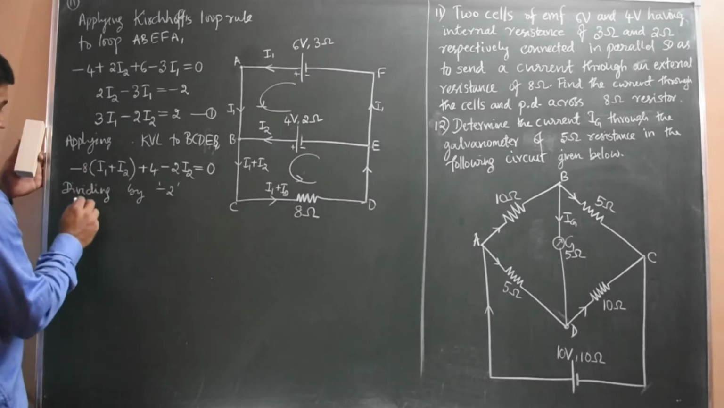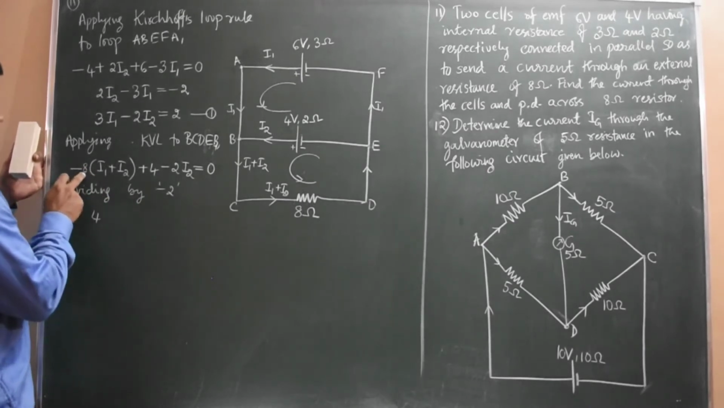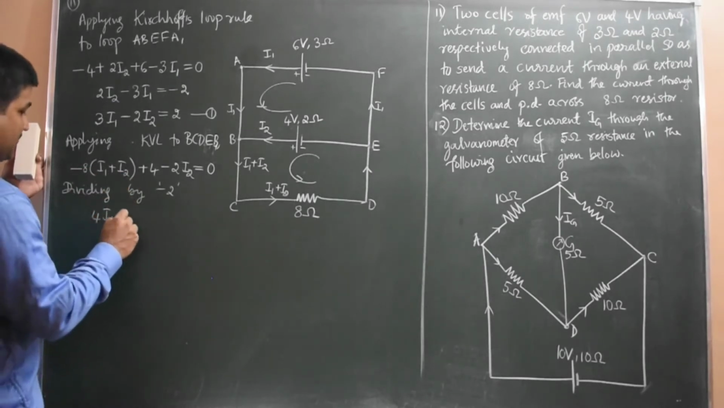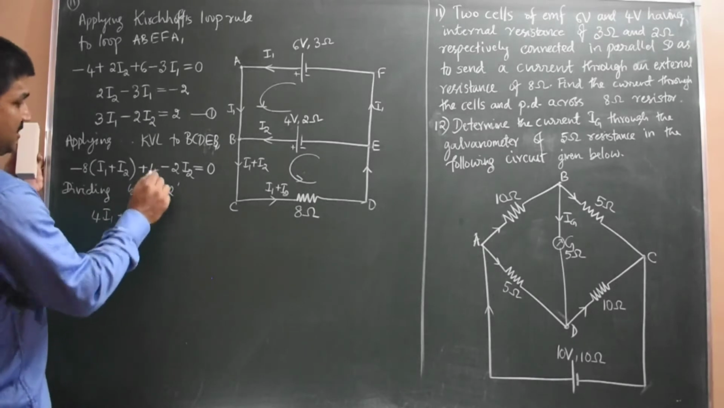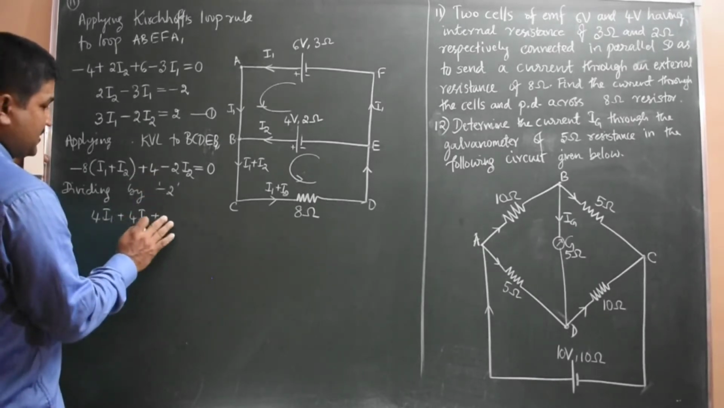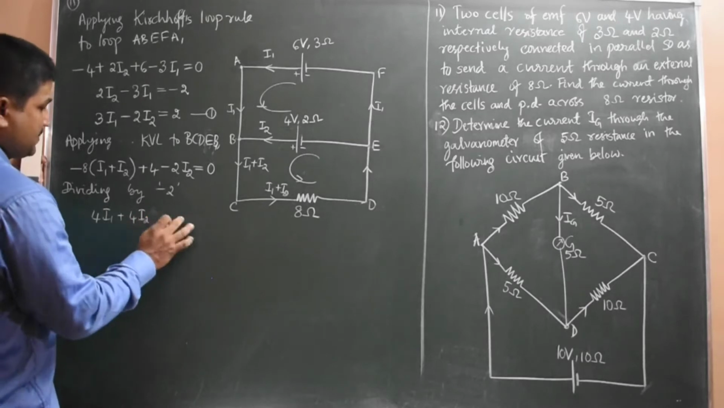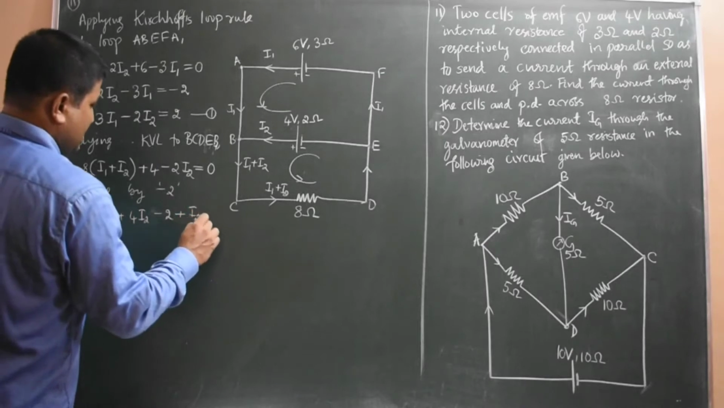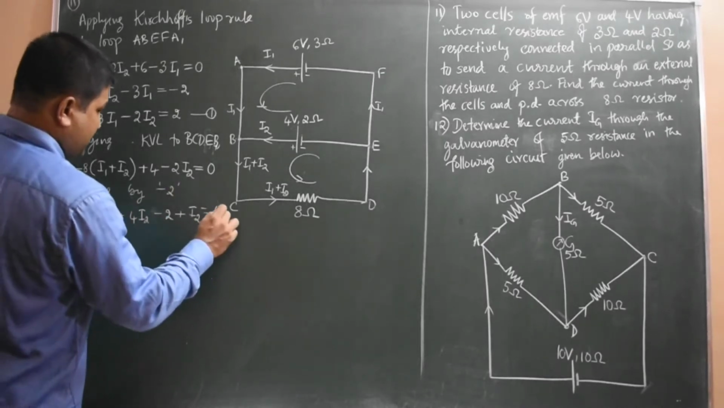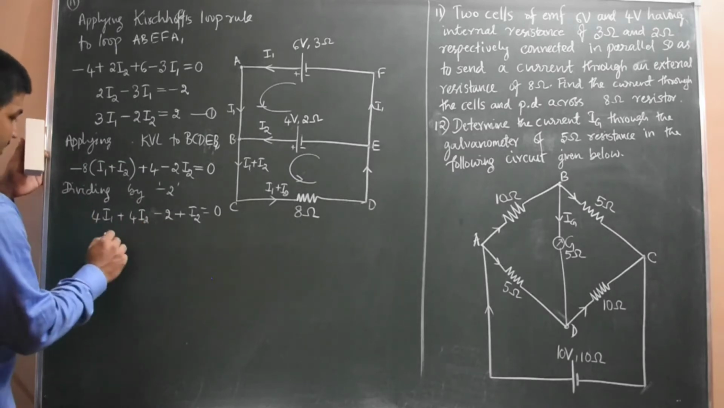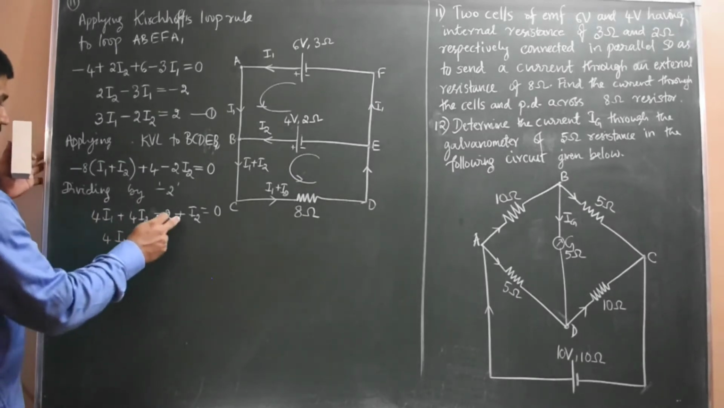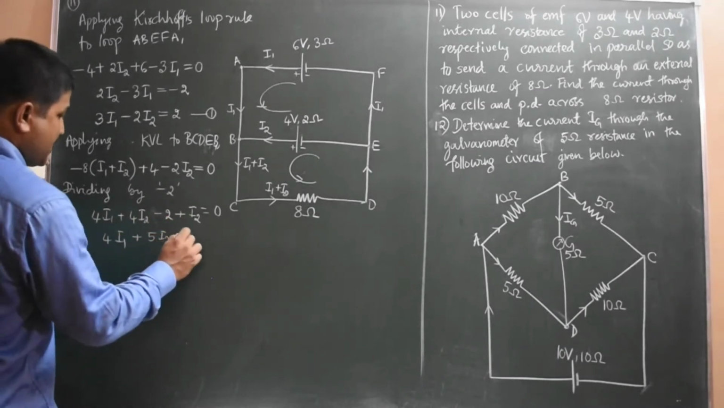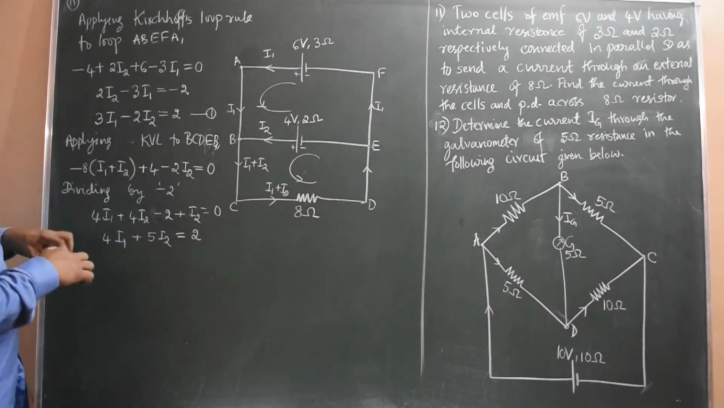Throughout the equation, 4 remains. Minus 8 by minus 2 is 4, and 4 is multiplied to this, so 4I1 plus 4I2. Then 4 by minus 2 is minus 2, and minus 2 by minus 2 is 1, so it is I2. 0 by minus 2 is 0. Then writing the simplest equation, 4I1 plus 4I2 plus I2, that is 5I2, equal to 2. This is the RHS.